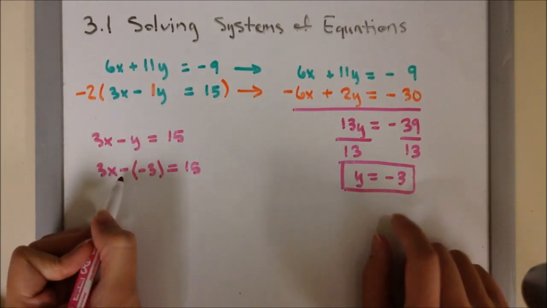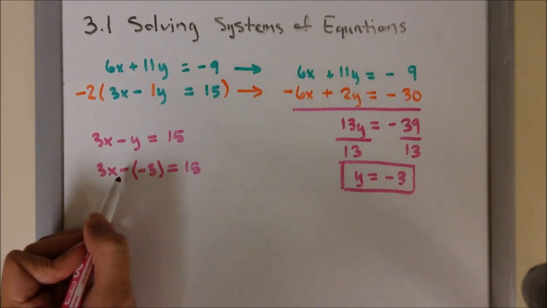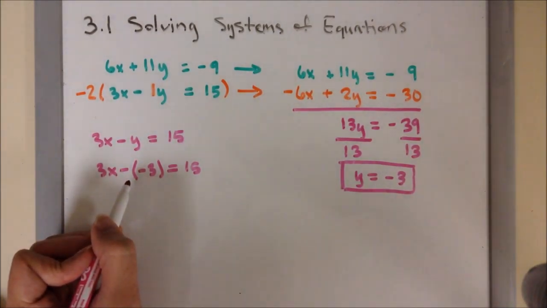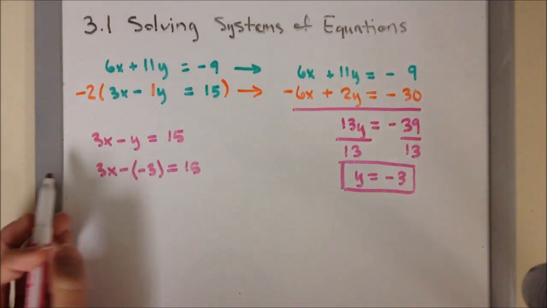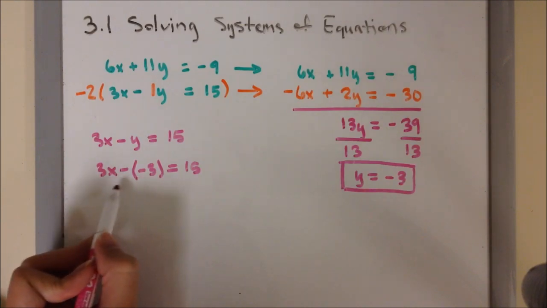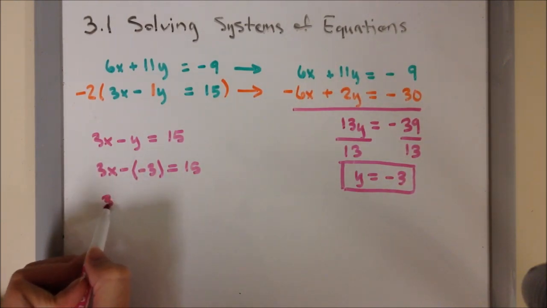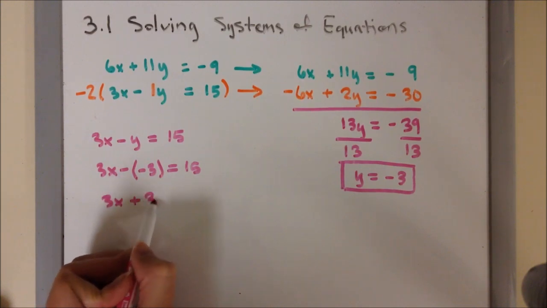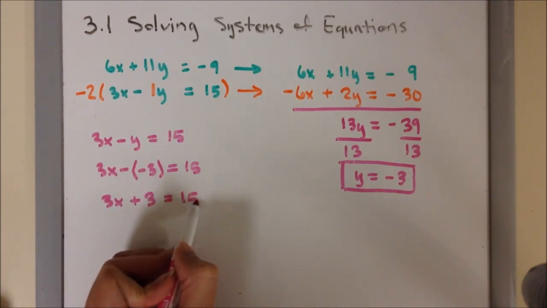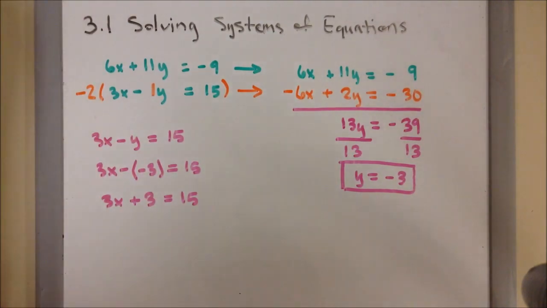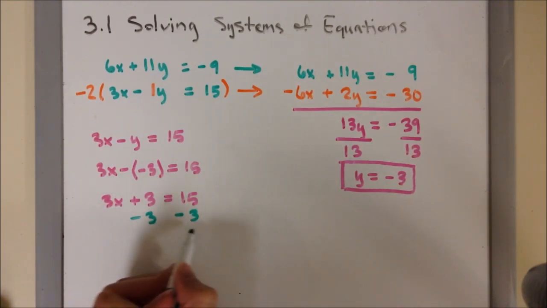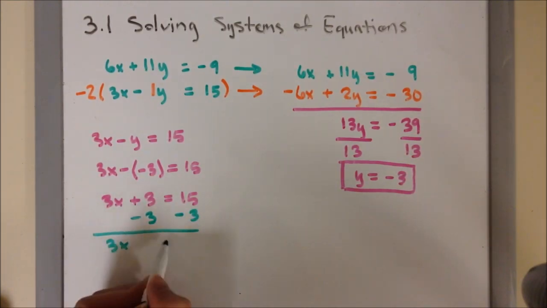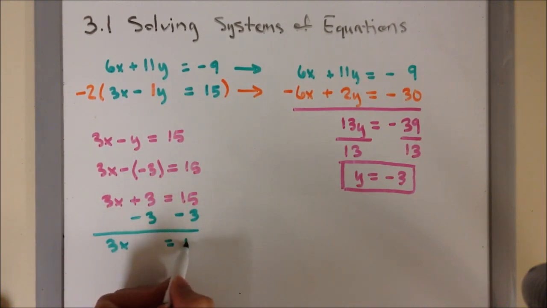So I repeat, make sure to keep that minus. It doesn't disappear even though my y value is already negative 3. So I plug in negative 3 into y. Next I'm going to simplify minus negative 3. So 3x plus 3 equals 15. From there, I'm going to solve by canceling out the positive 3. So I'm going to subtract 3 on the left, subtract 3 on the right. So 3x equal 15 minus 3 will be 12.